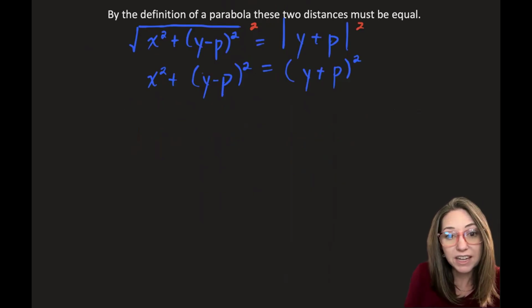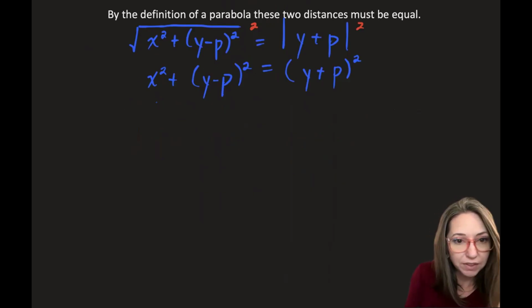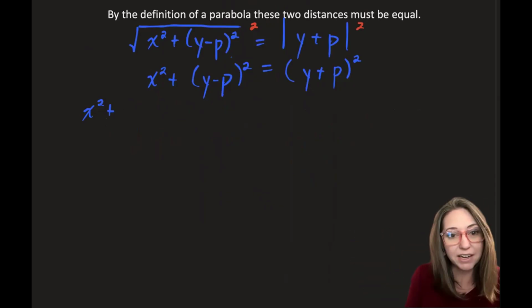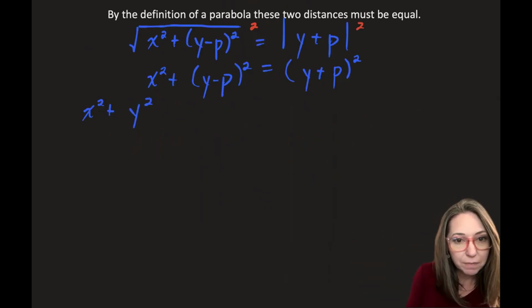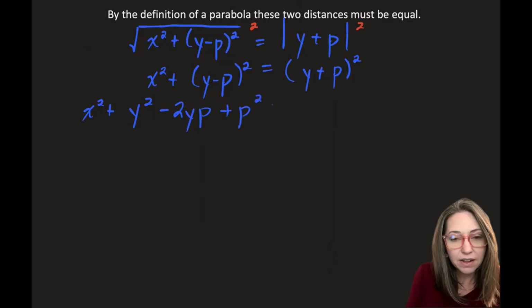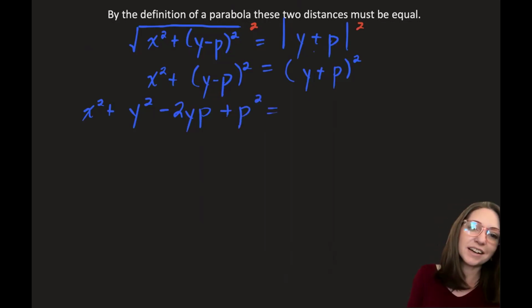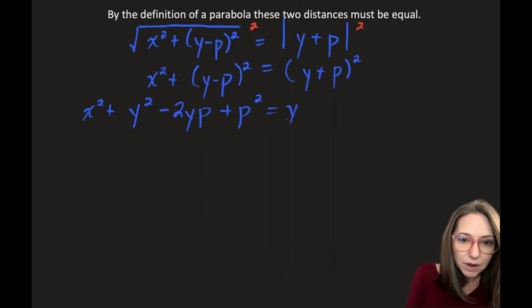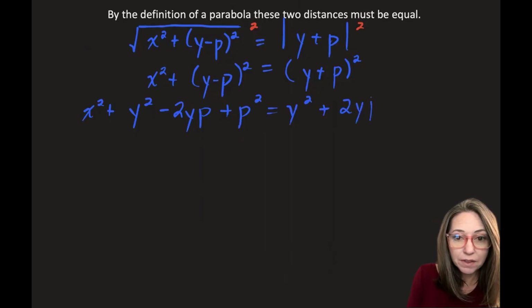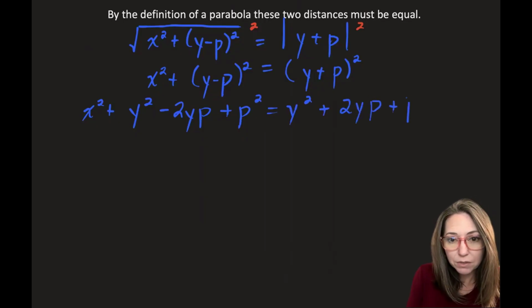All right, so what we're going to do is expand this and this by FOILing that out. Over here on the left, we're going to have x squared plus, if I FOIL out y minus p times y minus p, we will get y squared, then minus yp minus yp is minus 2yp. Negative p times negative p is positive p squared. And we're also going to FOIL on the right. So y times y is y squared, plus the outer and inner terms add to positive 2yp this time. And then p times p is positive p squared.